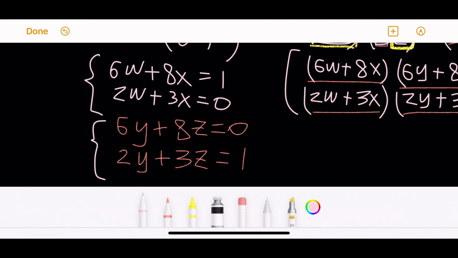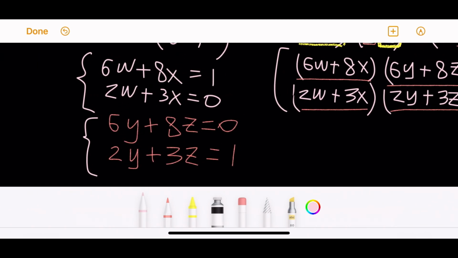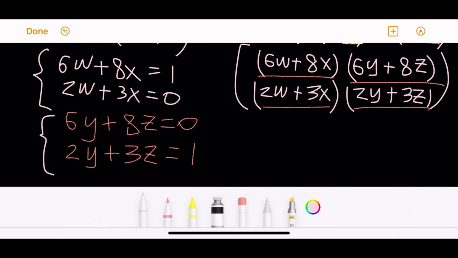For the first simultaneous equation, the first one here, the light pink one, most simply we can do substitution, which is hard. We're going to do the elimination method, where we multiply this second equation here by 3, so I can eliminate the w.